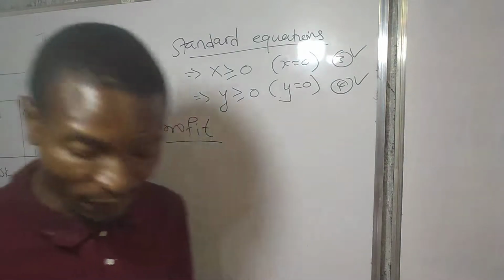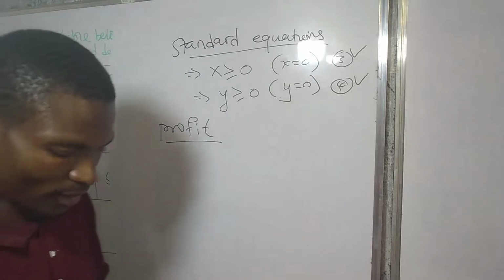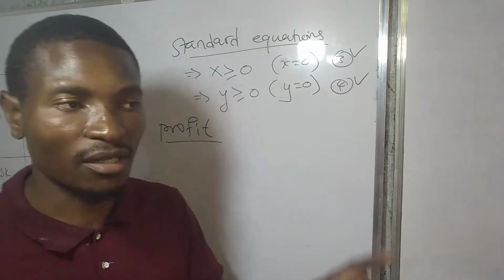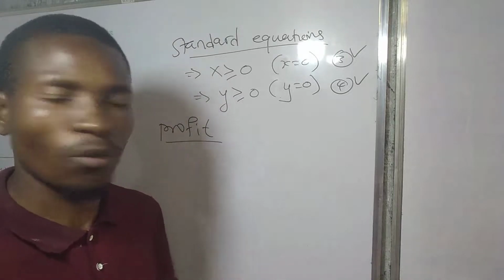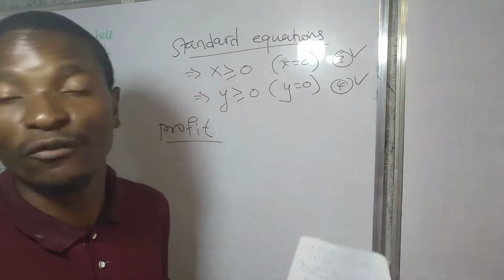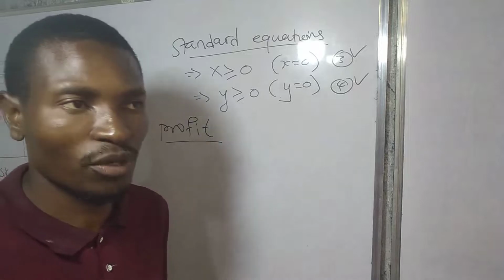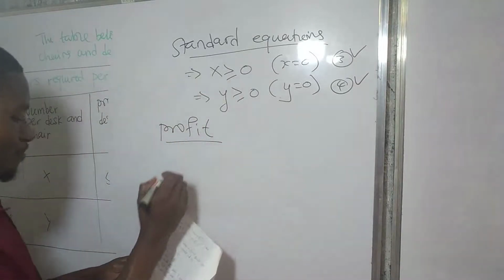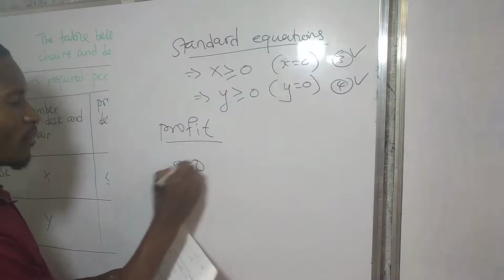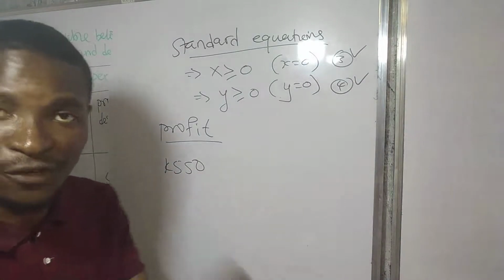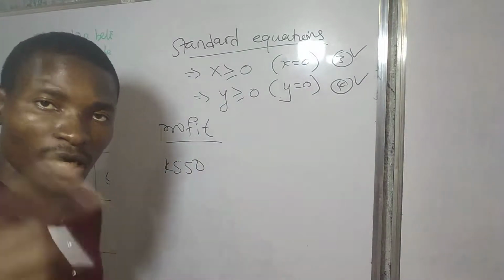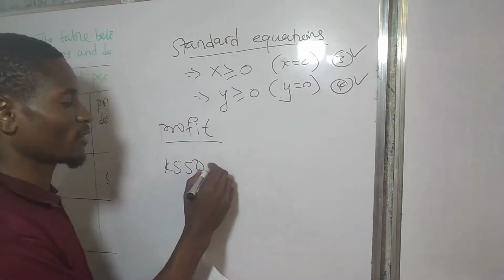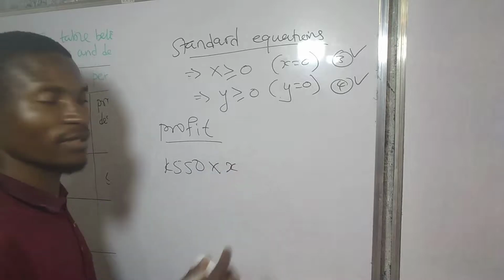Then about the profit, we are going to say that when we sell each desk, or whatever the number of desks we produce, which we are not sure of, when we sell in total, we're making a profit of 550 for the desk. Okay, so the desk, so times x.